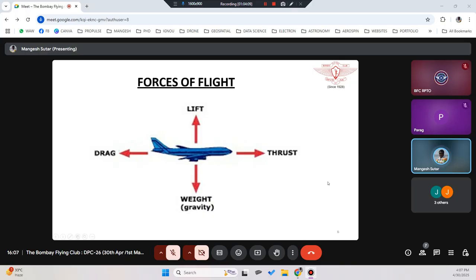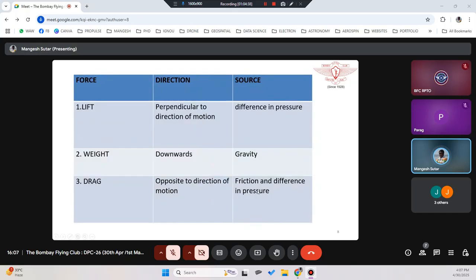What are the four forces affecting a flight? Lift, because of the difference in pressure. Thrust is because of the propulsion from your engines. Weight is the downward push because of the weight of the aeroplane or the drone, and the force in the opposite direction of the thrust is called drag. This is because of the surface of the device, it could be an aeroplane or a drone, so that's the friction it causes. The difference in pressure also results in drag.